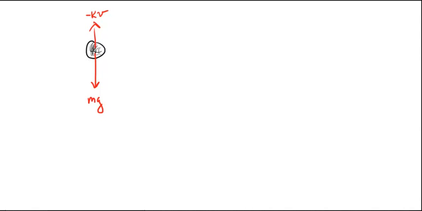And so what I can say now is ma equals mg minus kv. Right? This is now the expression for the net force. Ma is the net force, and that's equal to this downward force mg minus the upward force, which is kv in this case.